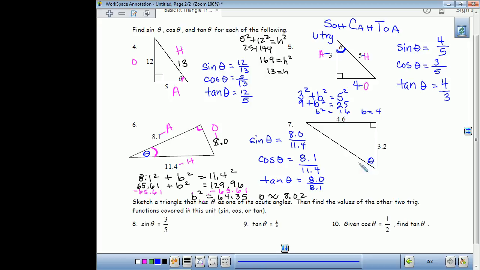Okay, do you guys think you can try number 7? All right, we're missing the hypotenuse on this one. So think about how you set up a squared plus b squared equals c squared. And just round that answer to the 10th place.